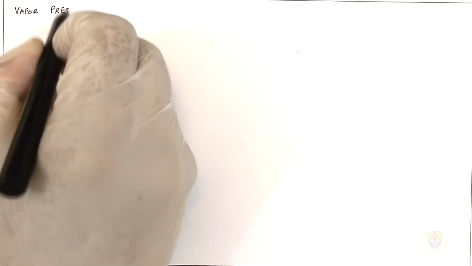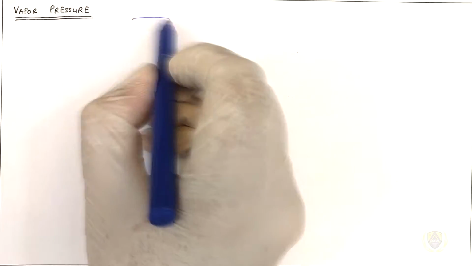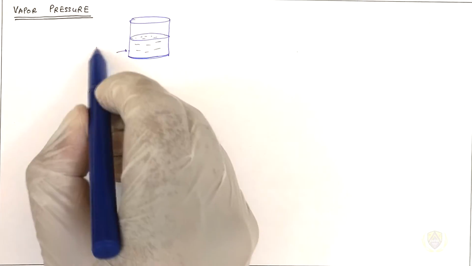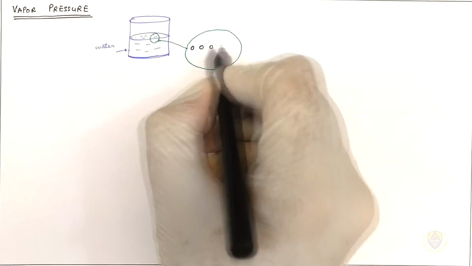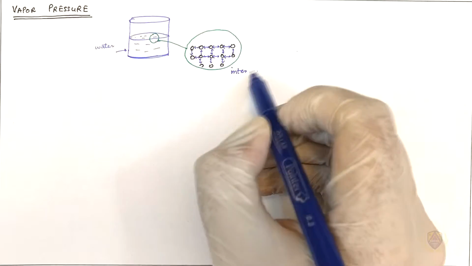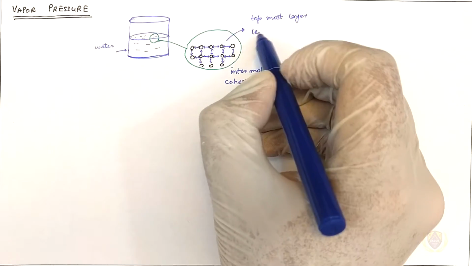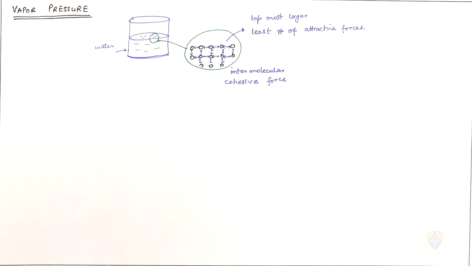Vapor pressure. Consider a container open to atmosphere with water up to a certain level. Zooming in at the surface of the liquid, we can observe that molecules are held together with the help of intermolecular cohesive forces. The topmost layer has the least number of attractive forces as it is directly exposed to the atmosphere.